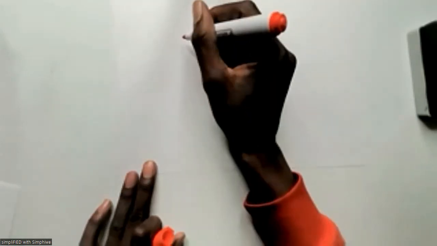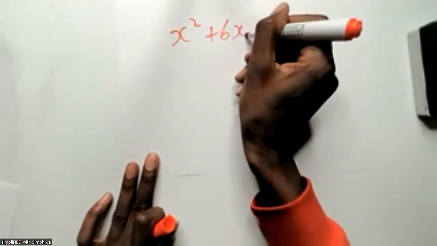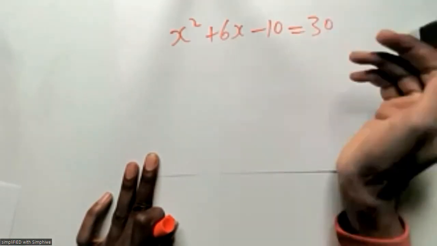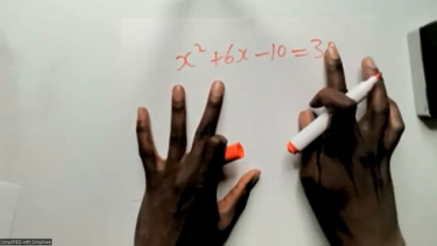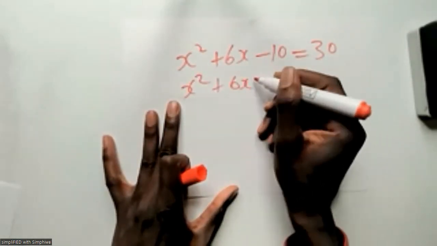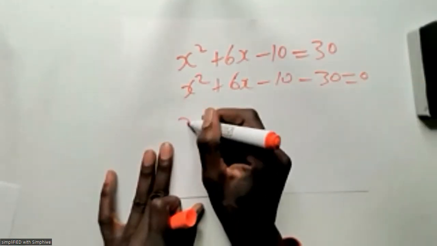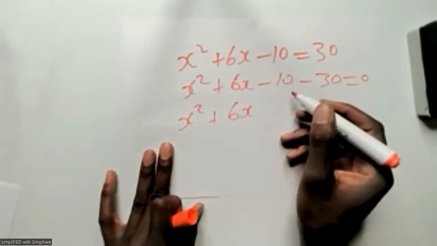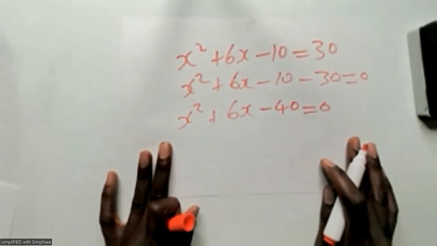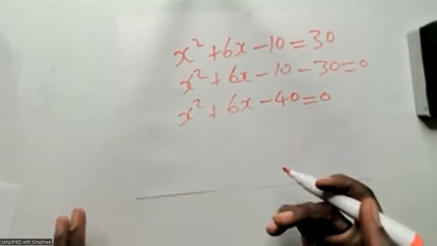Now I think you're starting to be more familiar with these things. You can just pause and try some of it yourself before we even attempt to see how far you are getting. So the next question, to simplify this one, we just have to take this to the other side. If we take it to the other side, it will change its sign, and then it will become minus 30 equals 0. x squared plus 6x minus 10 minus 30 is equal to x squared plus 6x minus 40 equals 0.